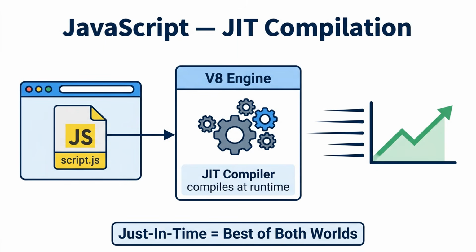JavaScript is another fascinating example. Historically, JavaScript was purely interpreted. Browsers would read and execute it line by line. But modern JavaScript engines, like Google's V8 engine, use something called just-in-time compilation, or JIT. JIT compilation is a technique where the code is compiled to machine code at runtime, just as it's needed. So instead of interpreting line by line, V8 compiles hot code paths on the fly, giving you much better performance. This is why modern JavaScript is blazing fast compared to the old days.